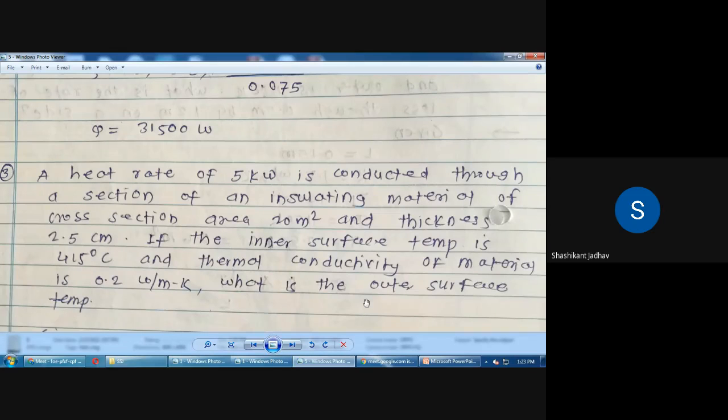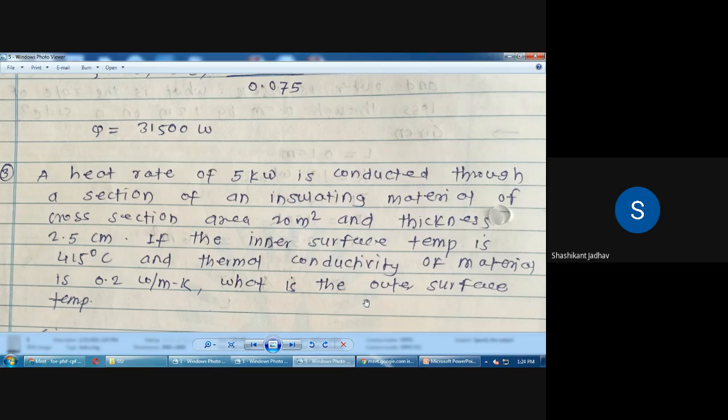If the inner surface temperature is 415 degrees Celsius, and thermal conductivity of material is 0.2 watt per meter Kelvin, what is the outer surface temperature?